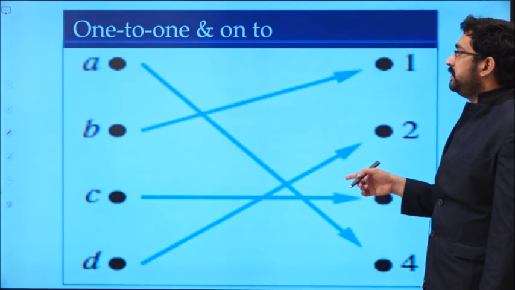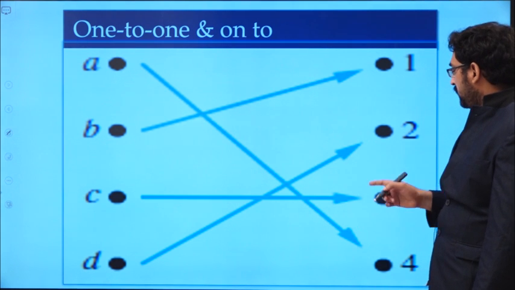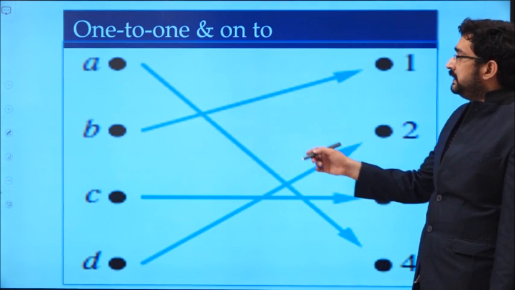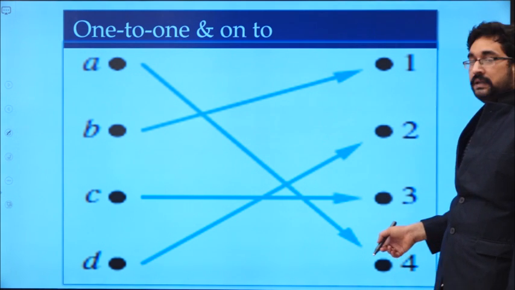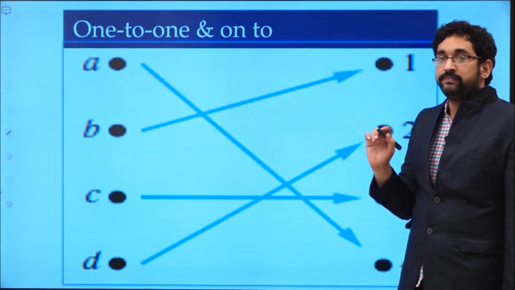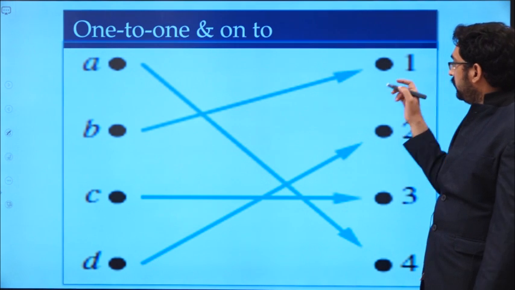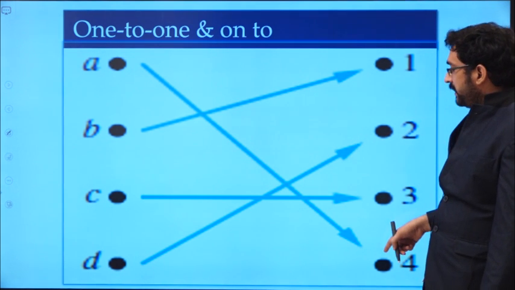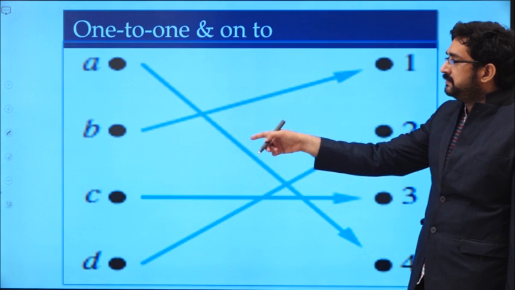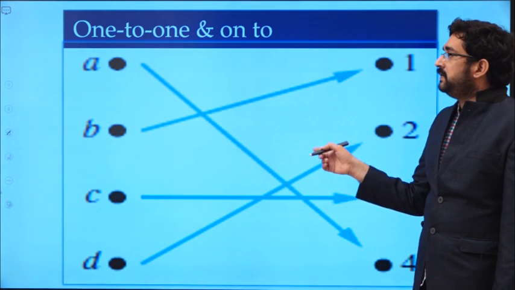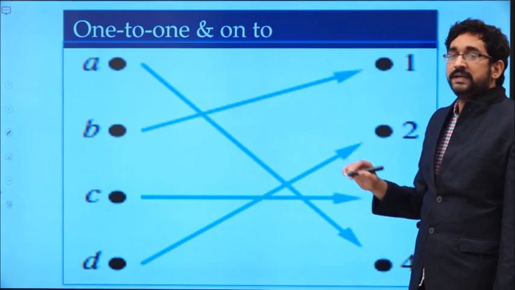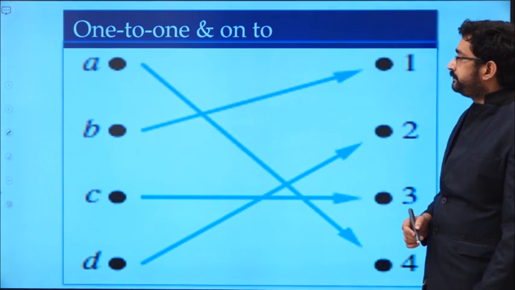So this is a function which satisfies both 1-to-1 and onto. Why 1-to-1? Distinct elements in the domain are mapped to different elements of B. That's why this is 1-to-1. Why is it onto? All elements of the codomain have a mapping from the domain. That's why this is a bijective function which satisfies both 1-to-1 and onto.